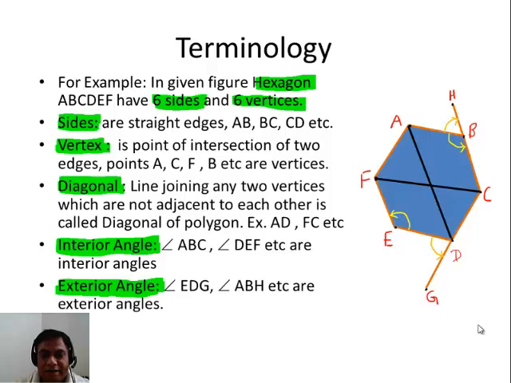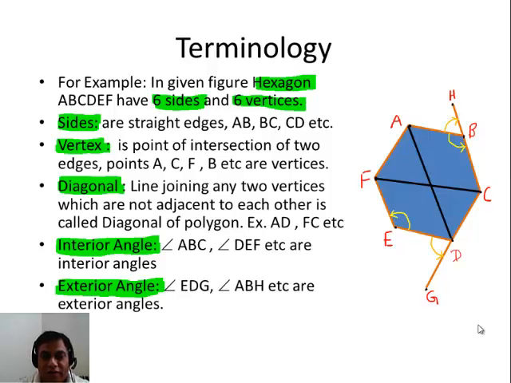First concept is sides. The polygon is formed due to the sides. For example, in the given figure, you can see a hexagon. The sides are AB, BC, CD, ED, and so on. Then the next concept is vertex. A vertex is the point of intersection of two edges or sides. For example, in the given figure, points A, C, F, B are the vertices.